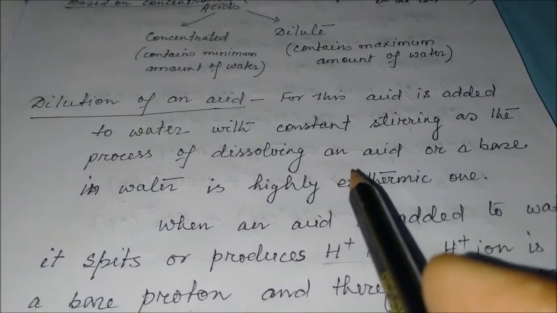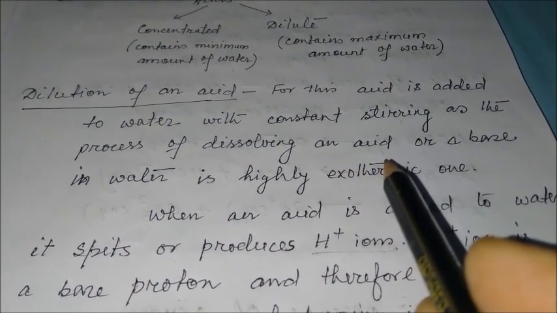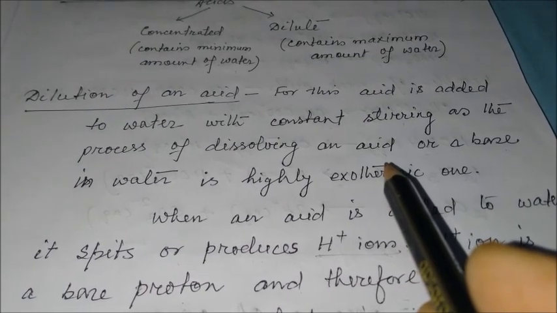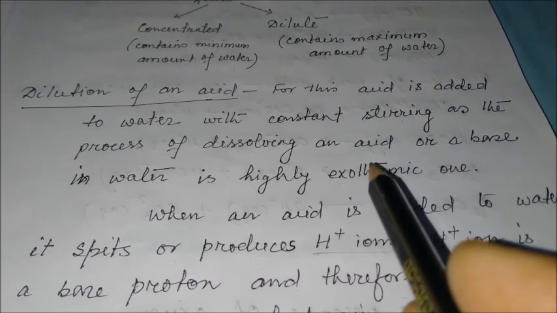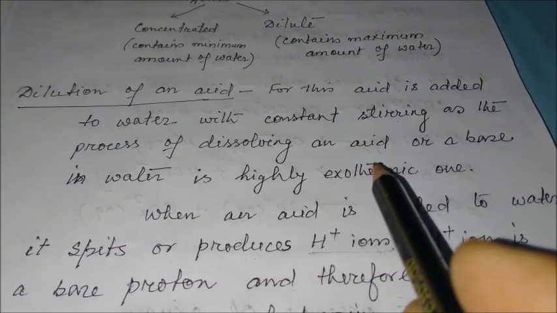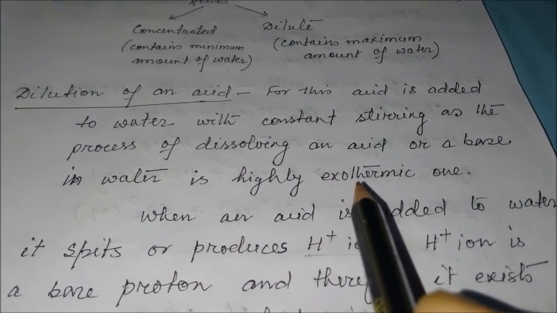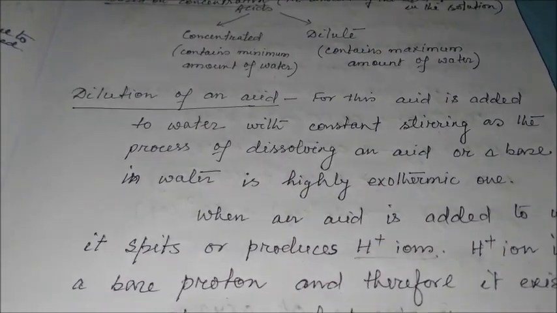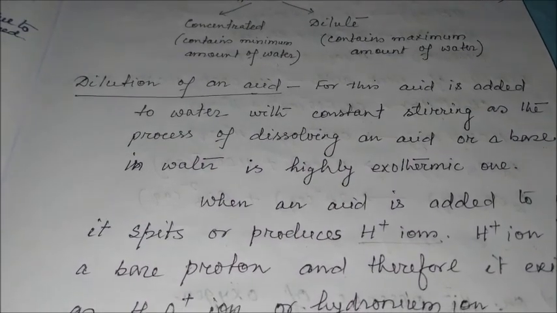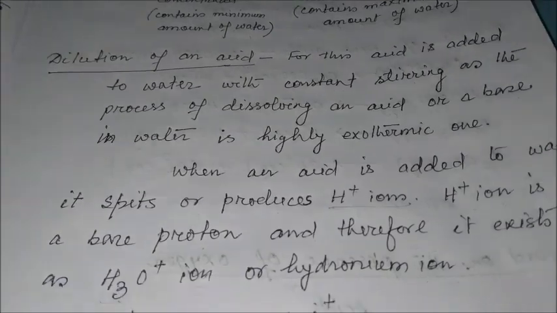For dilution, the water is not added to acid because in this case the content may splash out, or due to excessive local heating the container or the beaker may break. Therefore, acid is added to water and not the water to acid for dilution.